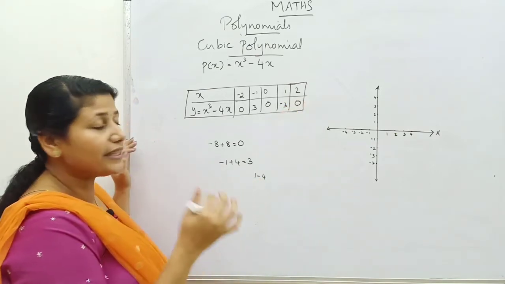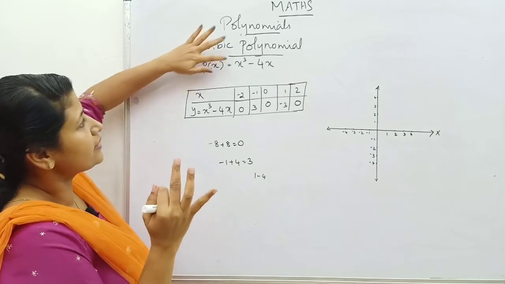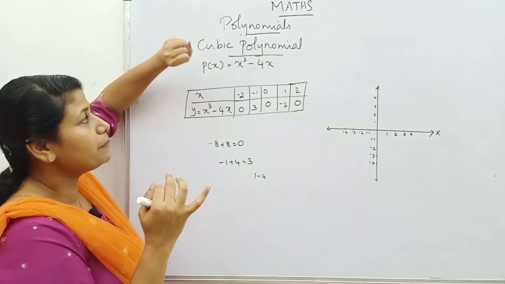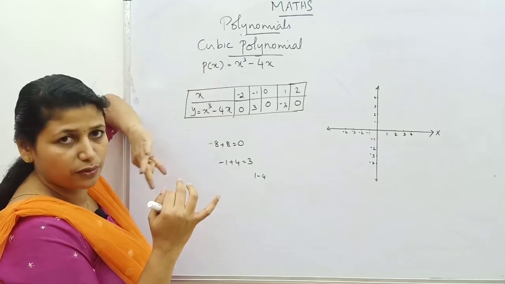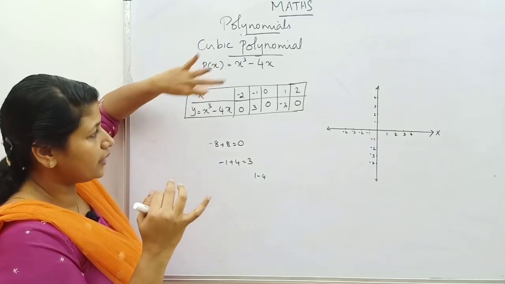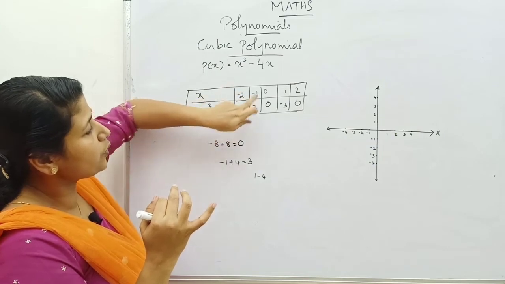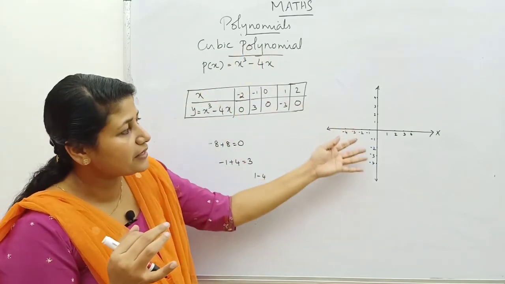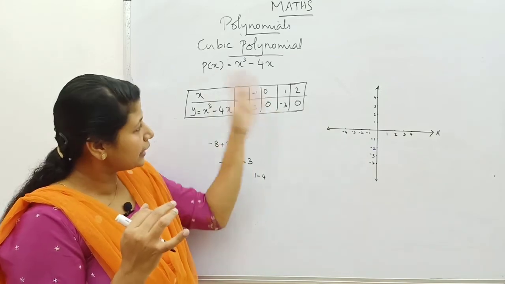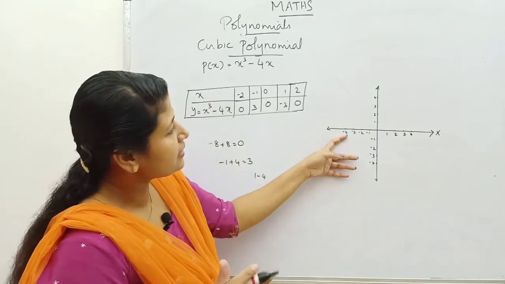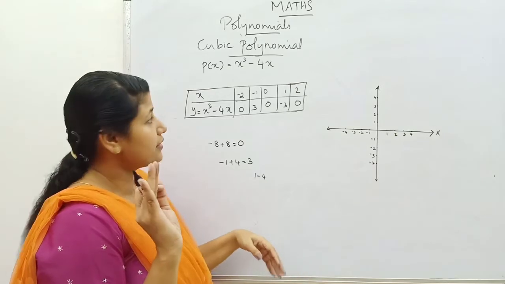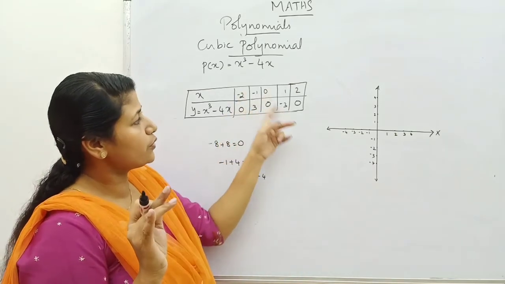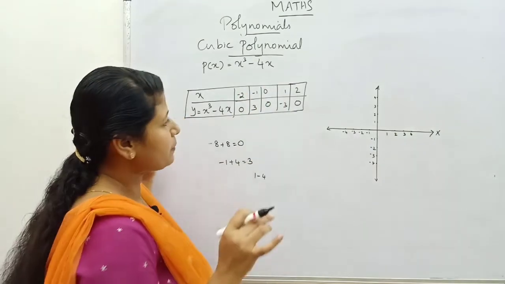So here you got 3 zeros. Since the degree of this polynomial is 3, it can have at most 3 zeros. So we got negative 2, 0, then 0, 0, and 2, 0, which are 3 zeros. So if you plot these points on this graph, the curve must intersect the x-axis in 3 points, at most 3 points, which are negative 2, 0, 0, 0 and 2, 0. We will plot these points on the graph.